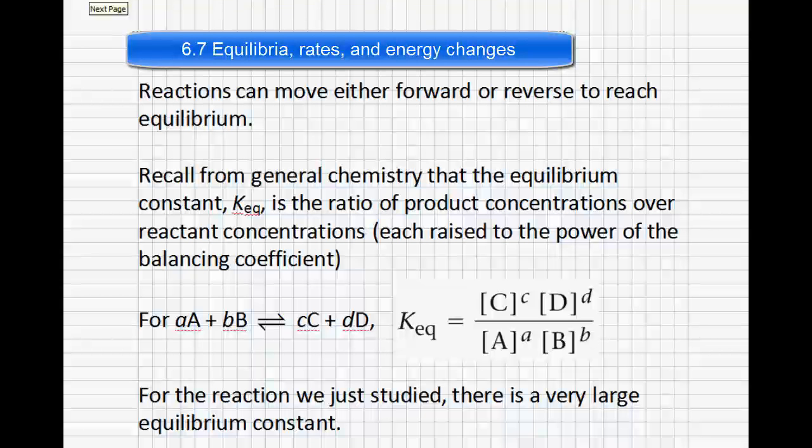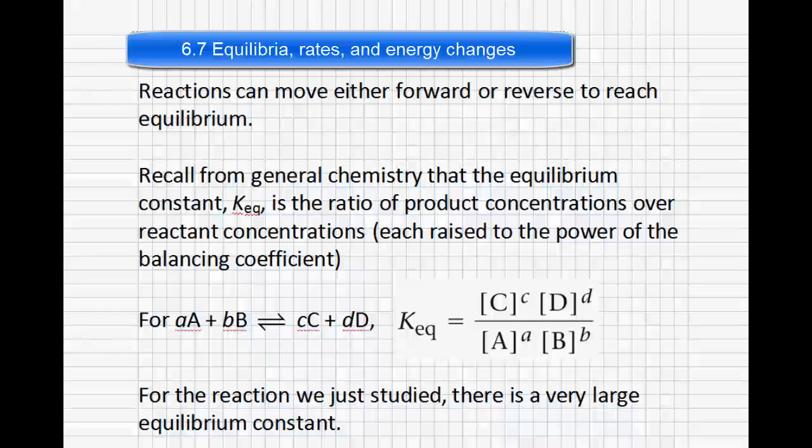Let's just do a little bit of review from general chemistry again that will help us in describing how reactions proceed. So let's start with equilibrium. Reactions, remember, can move either forward or reverse to reach equilibrium. Okay? You can write a reaction really however you want, but in real life it will go towards whichever side gets it to equilibrium. So typically in organic chemistry, we want the products to be favored.